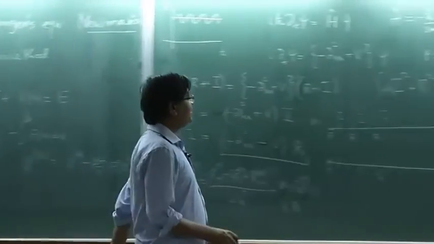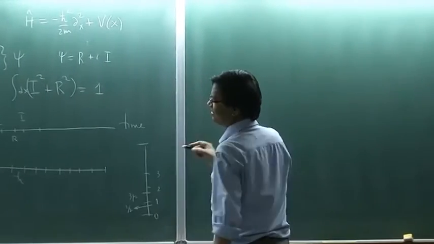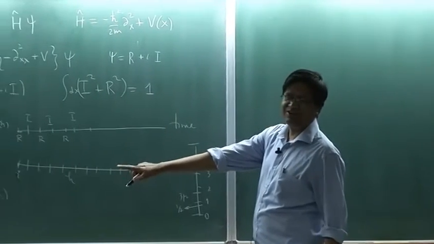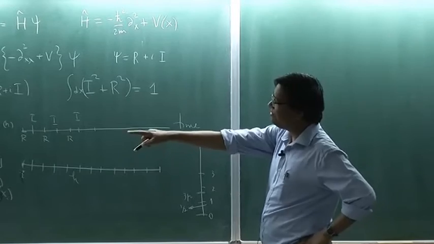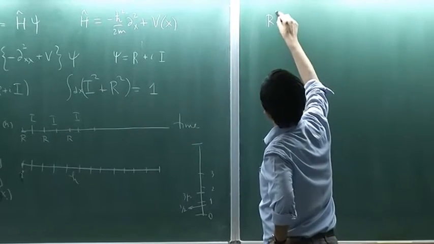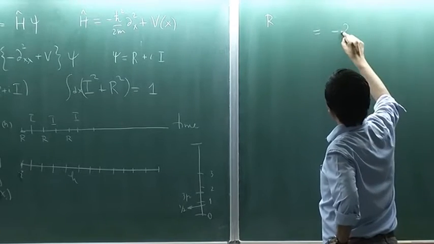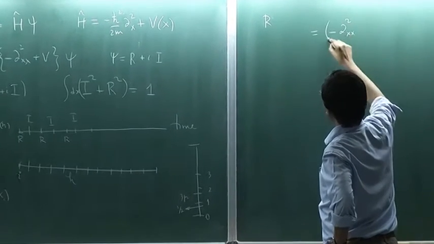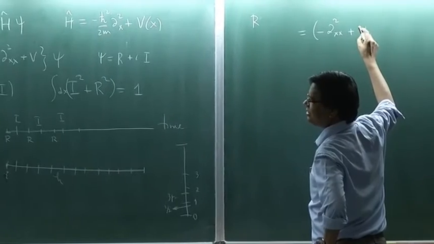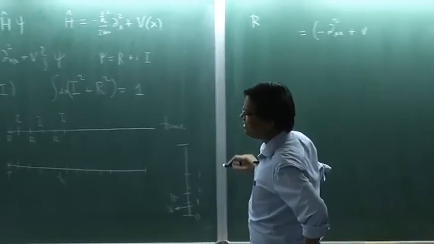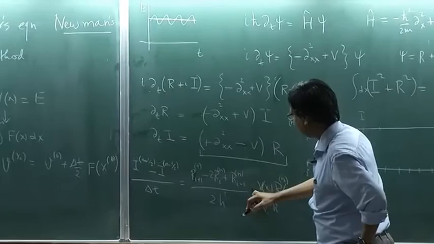So what about the real part? How will it be? So this is the equation you have to write for the imaginary part. Now for the real part, let's look at the right-hand side first. So I will write this with the same notation, plus V. I made a sign error, this is minus.